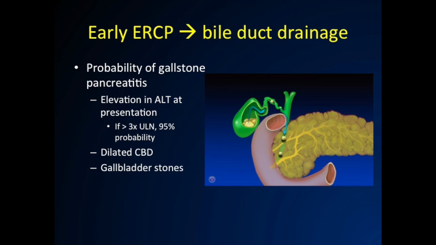So the last management question is early ERCP. When do you have to address the bile duct? So we talked already, I think, at some length about proving, first of all, that it is gallstone pancreatitis. And I think labs and gallbladder stones are going to be your biggest clue.